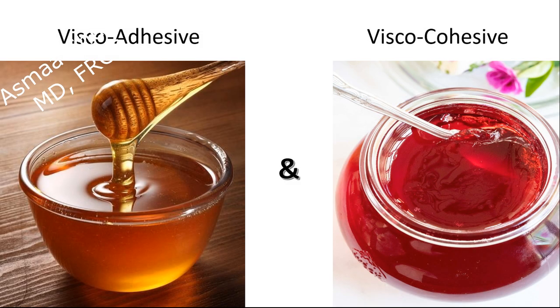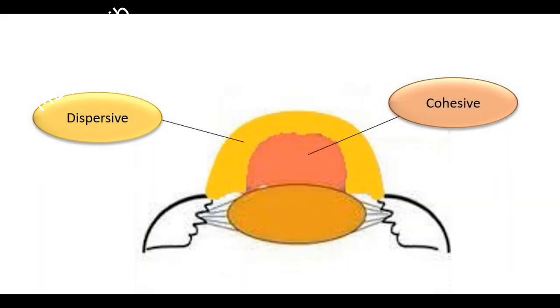And now, here comes the question. Can we use both of these materials in the same case? Yes, we can use both materials in the soft shell technique, in which a viscodispersive material is injected to coat the endothelium, while a viscocohesive material is used to maintain the space while doing phaco.